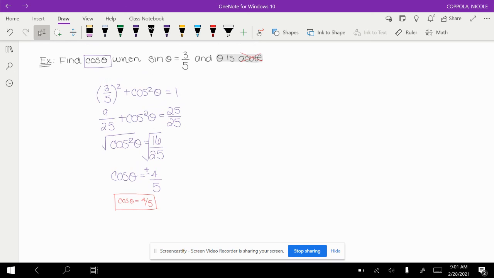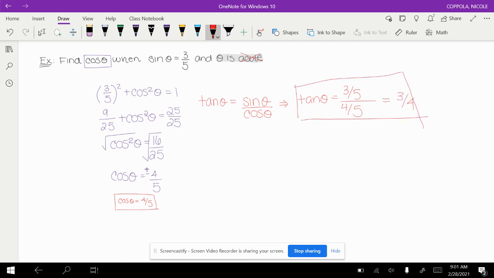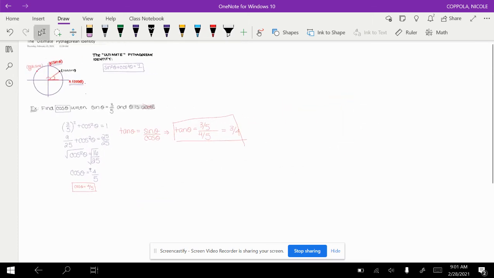An extension here could be, they could say find the other trigonometric function. So say they want a tangent. From here, we know that tangent theta is equal to sine over cosine. And so if they were asking me about tangent, all I'd have to do is sub in 3/5 for sine, cosine is 4/5, and so my value for tangent would be 3/4. Okay, so just a little extension. And that's it. Using this Pythagorean identity is very convenient.